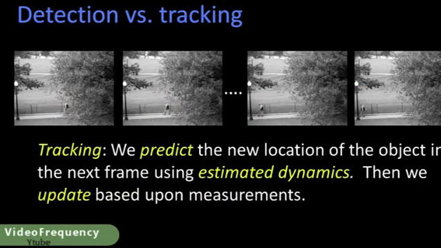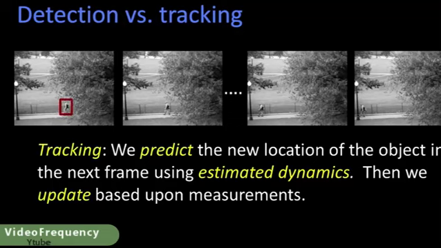Tracking, we do a little different. What we do is we predict the new location of the object based upon the estimated dynamics. And I say estimated dynamics because, for example, this guy, he's walking, so maybe he's got a constant velocity, but we don't know what that velocity is a priori, right? We have to estimate it, right?